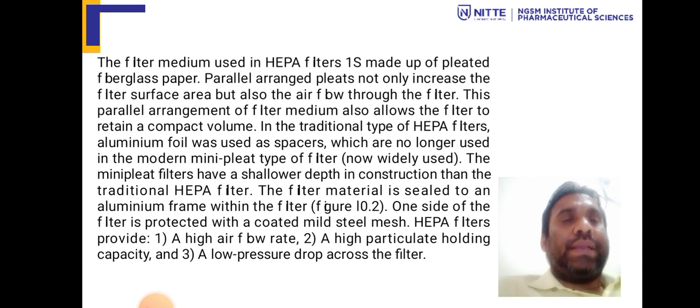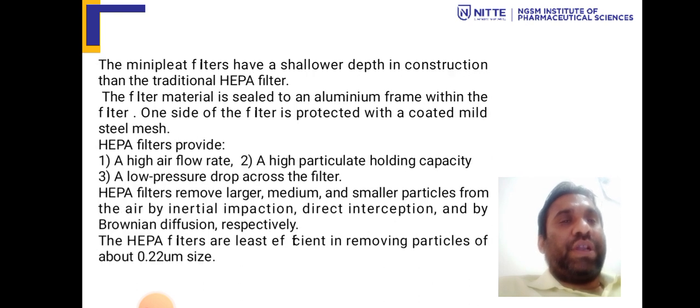The mini pleat type has a shallower depth in construction than the traditional HEPA filter. Filter material is sealed to the aluminum frame with the filter as shown in the figure. One side of the filter is protected with a coated mild steel mesh. HEPA filters provide high airflow rate, high particulate holding capacity, and a low pressure drop across the filter.